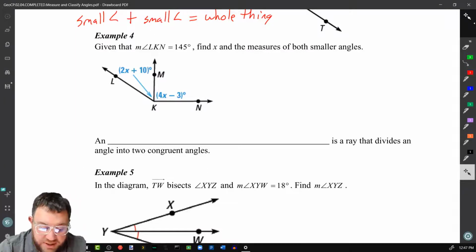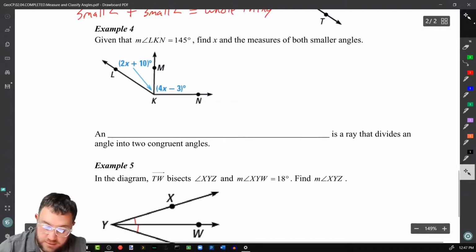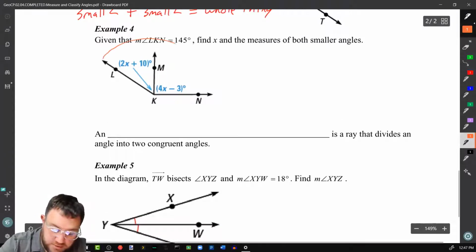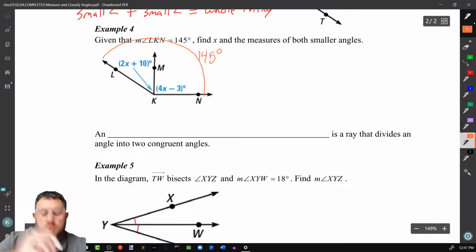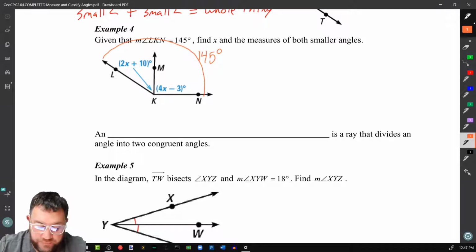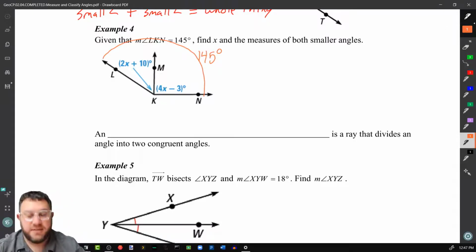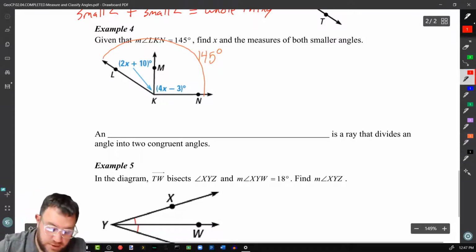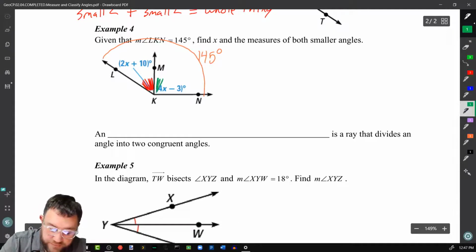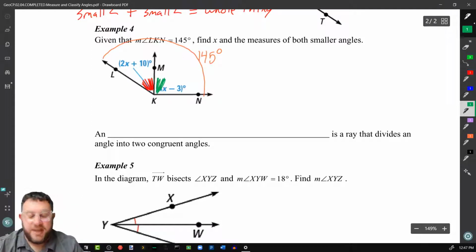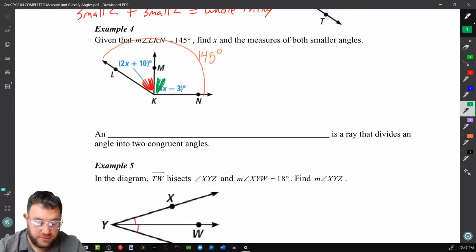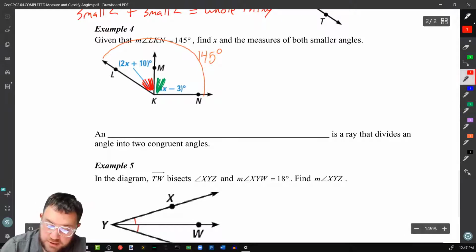Example 4. Given that LKN, that's this whole thing, and oftentimes we'll draw a big arc right there, and that tells us that whole thing is 145 degrees. Find X and the measures of both smaller angles. So, just to color code it a little bit, I'm going to have a red angle, a green angle, and orange is the whole thing. So the red angle is called LKM.